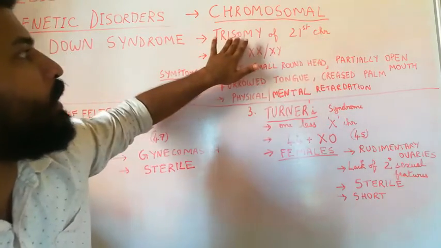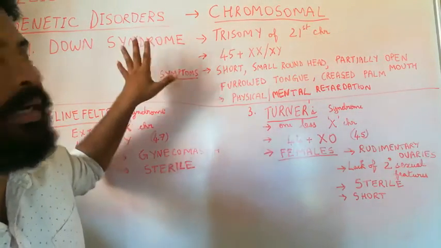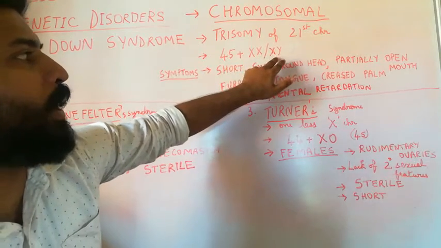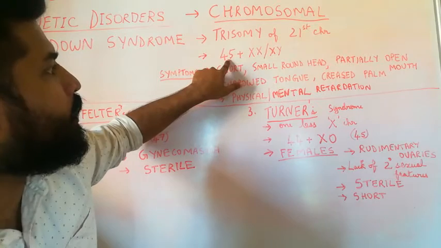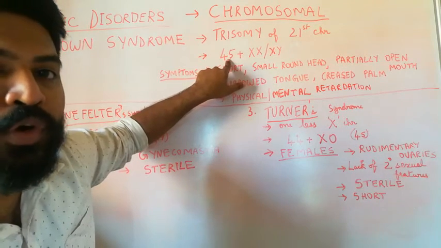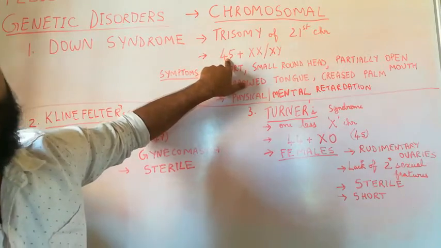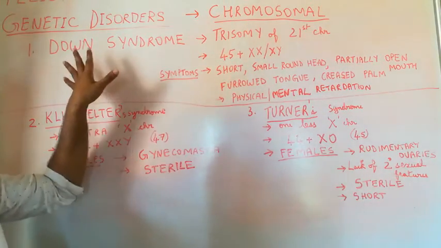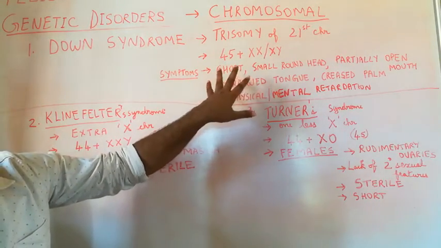So that is trisomy. Therefore, the karyotype of the condition would be 45 plus XX or XY. It could be a male or it could be a female. But instead of the normal 44 autosomes, there is one extra chromosome. Therefore, trisomy.